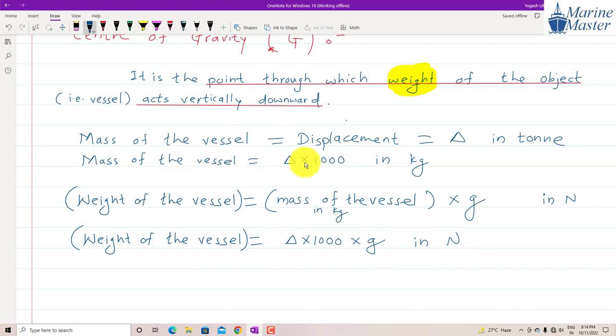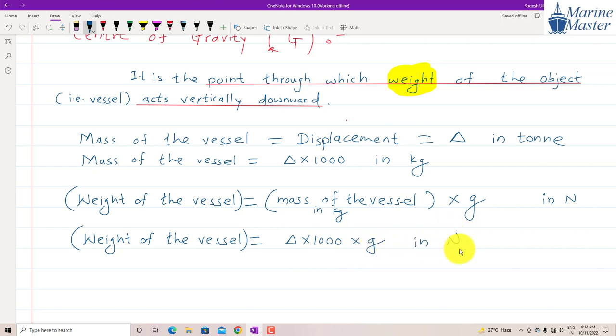We have seen the mass of the vessel is delta into 1000 in kilogram. And for this relation, the mass must be in kilogram. Very simple discussion, guys. If you get confused, try to watch this again and again. But if you go with the basic concept, you will not have a problem with this discussion.